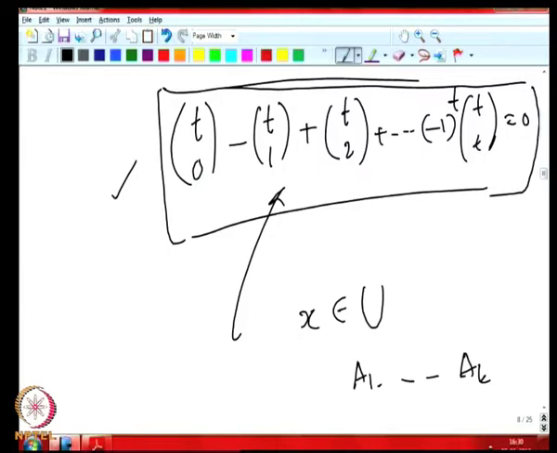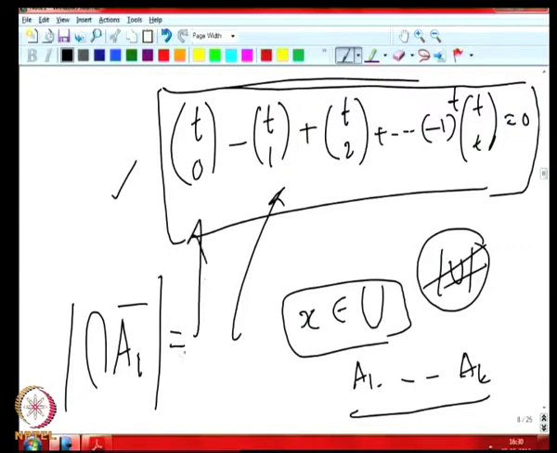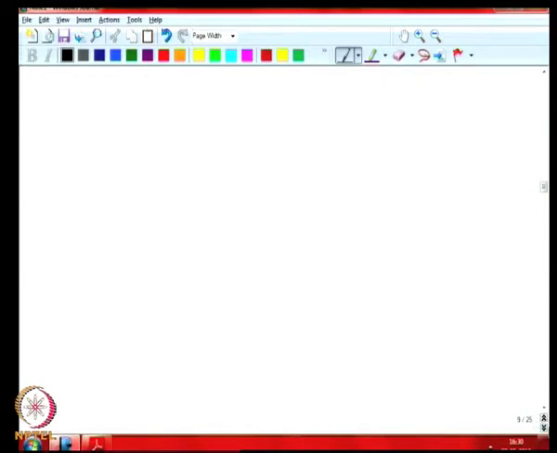And a member x of the universe which belongs to none of these A1 to Ak will contribute exactly 1, namely this first term, nothing else. Therefore, the total sum will have contributions only from the members of U which do not belong to any of A1 to Ak, namely the members of the intersection of the Ai complements. And therefore, we are counting the cardinality of this set by the procedure. So this completes the proof.